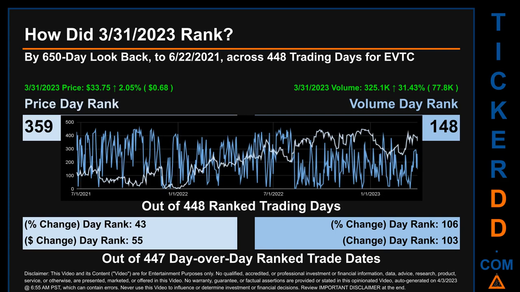The price's day-over-day percentage change, jumping 2.05% on March 31, 2023, had a day rank of 43, while its dollar difference of 68 cents had a rank of 55 when compared day over day across 447 trading days. Volume's percentage change and difference were ranked respectively at 106 and 103.